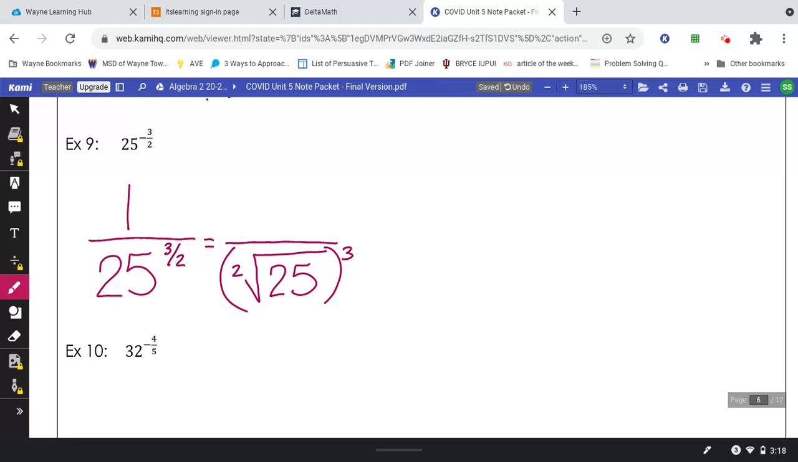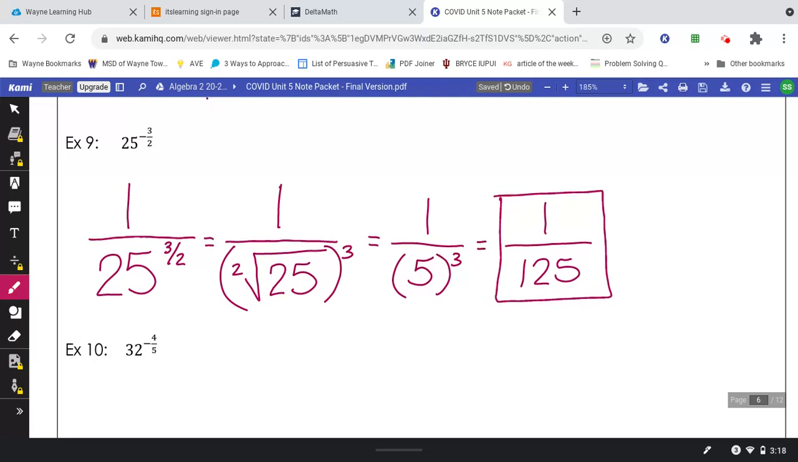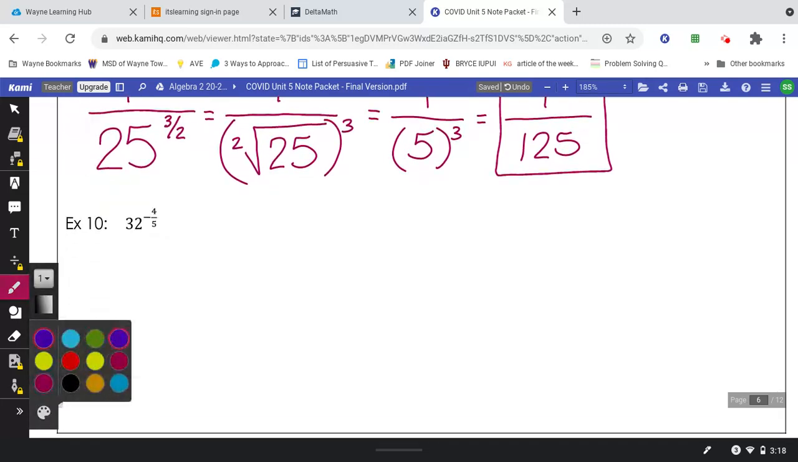Now remember, that 2 could be invisible. It's called a square root. So if you don't write the 2, it's still considered a square root. I know the square root of 25 is 5. Bring over the 1 again. Now I do 5 to the third power, so I multiply 5 times 5 times 5. My final answer, 1 over 125.